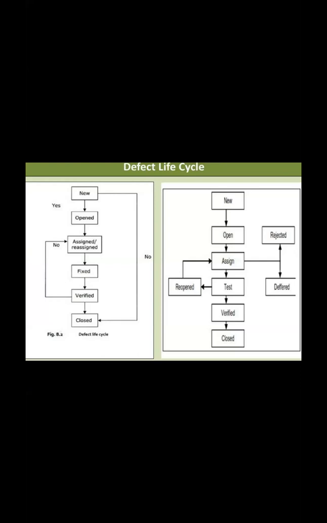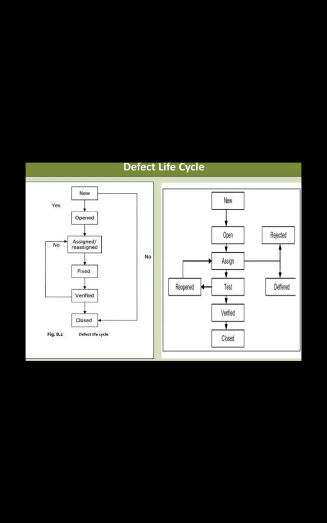So from this diagram, you can easily understand the defect life cycle. So we have a new project, it is opened, then assigned, reassigned. During the assignment and the reassignment process, we are trying to find out the defects and fix it. And once it is fixed, it is verified whether it is eliminated or not, then it is closed. So these are the steps followed in defect life cycle.